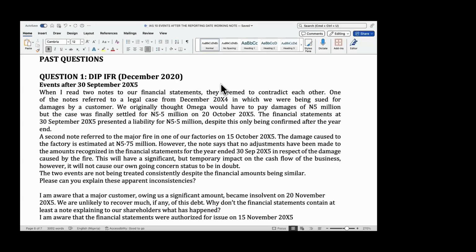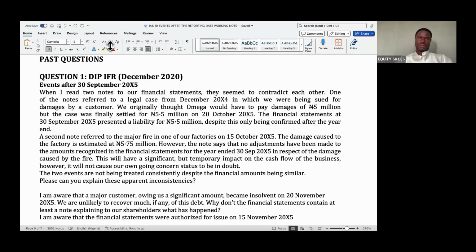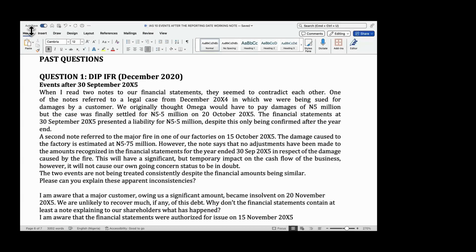Okay. When I read two notes to our financial statements, they seem to contradict each other. One of the notes refers to a legal case from December 2004, in which we were being sued for damages by a customer. We originally thought Omega would have to pay damages of 5 million naira, but the case was finally settled for 5.5 on 20th October 2005.